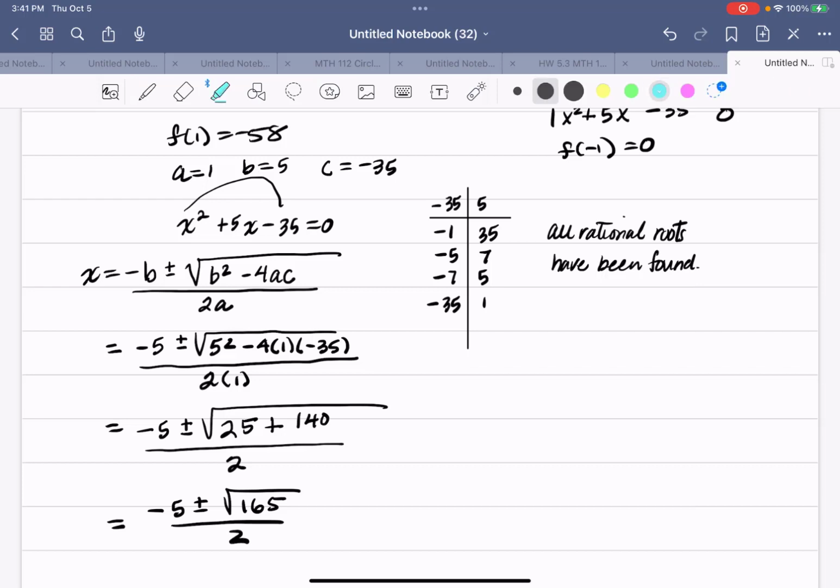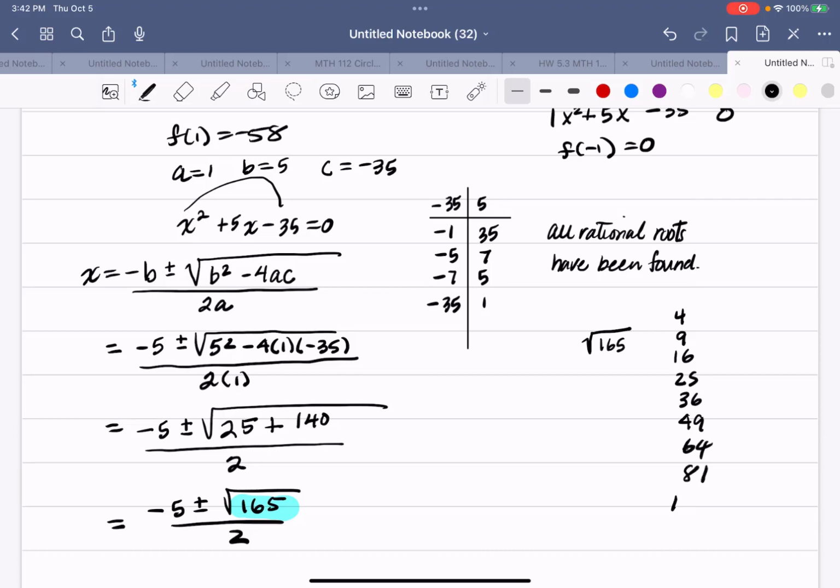And see, this tells us that these are irrational solutions. Irrational numbers cannot be written as fractions. They're going to be decimals that never repeat, and all we can do to that is try to reduce it. Now, the only way you can reduce a square root is if it has a perfect square factor in it. So I'll look at the perfect squares that are more than 1 and see if I can find something that might go into 165.